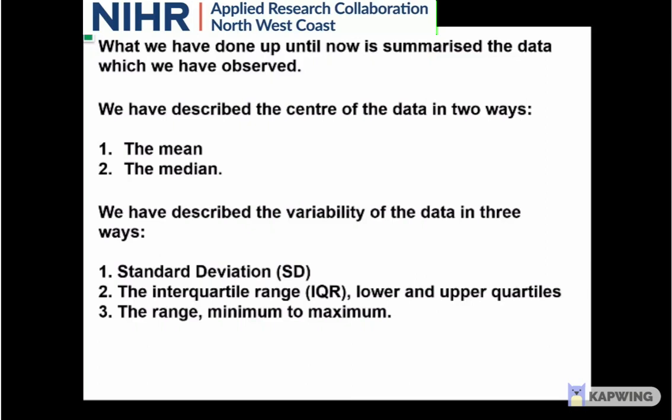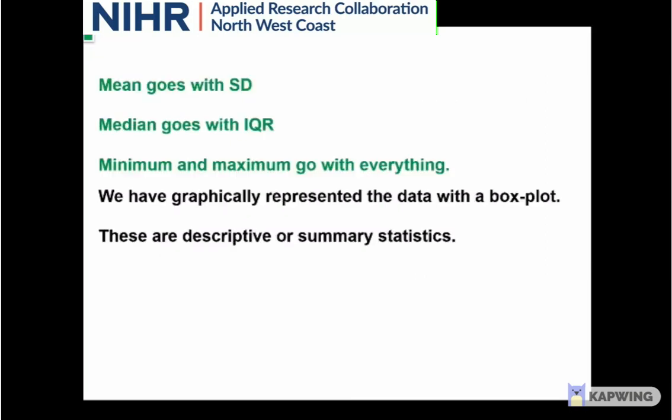And I can't stress enough, mean goes with standard deviation, median goes with interquartile range, minimum maximum, so your range, goes with anything. When you're reading through a study, you will always find those pairs together. Also, if you are doing some summary stats yourself, if you're calculating means, you must always calculate a standard deviation. You can do that on, there's online calculators available.